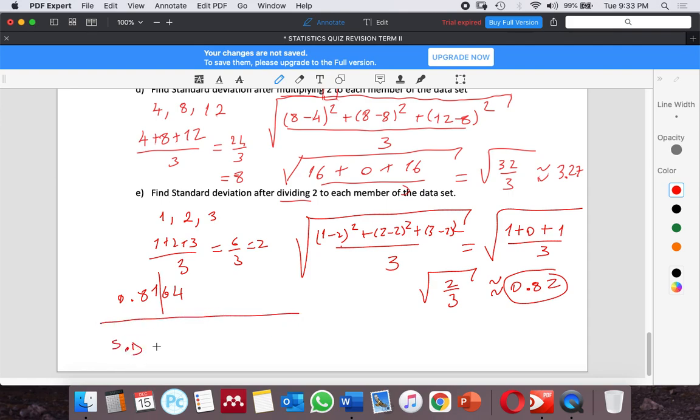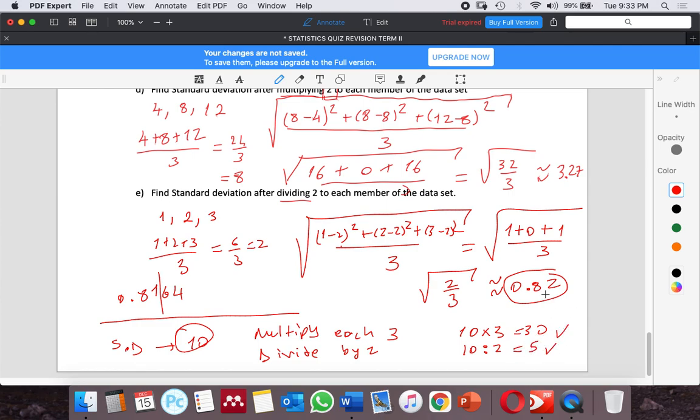Let me give you an example. If the standard deviation of a data set is 10, and I multiply each member by 3, what will be the new standard deviation? It will be 10 times 3, which is 30. If I divide each member by 2, since the original standard deviation was 10, the new standard deviation will be 10 over 2, which is 5. I hope you understood everything.